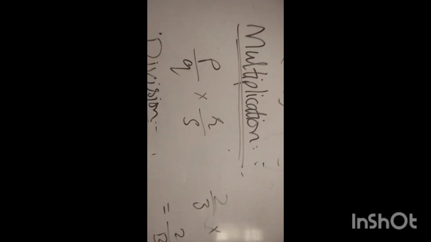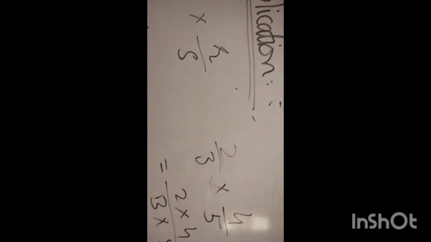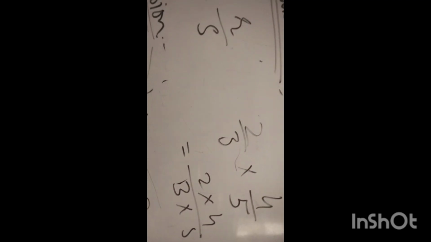And division is actually the inverse of multiplication, right. Division is the inverse of multiplication. When we have to divide, we just simply change the sign of division to multiplication, and invert the fraction, then multiply the numerators and denominators, right.